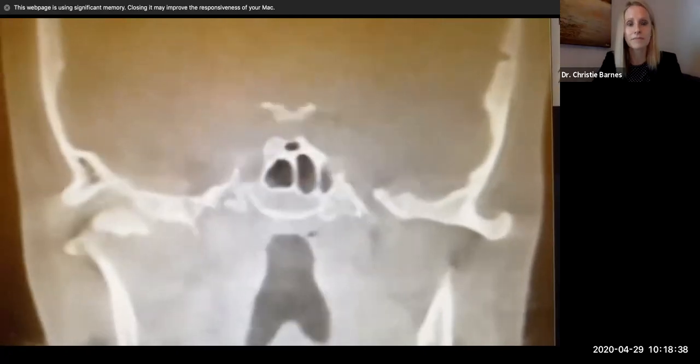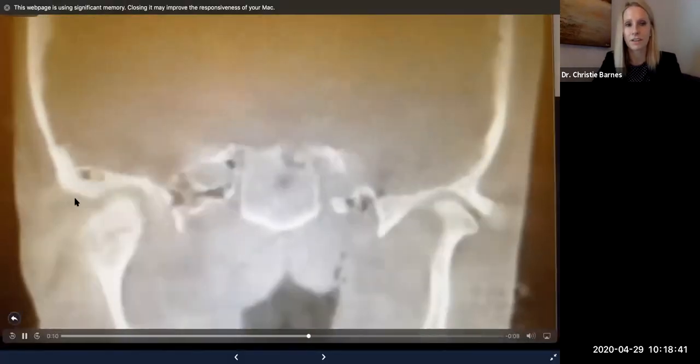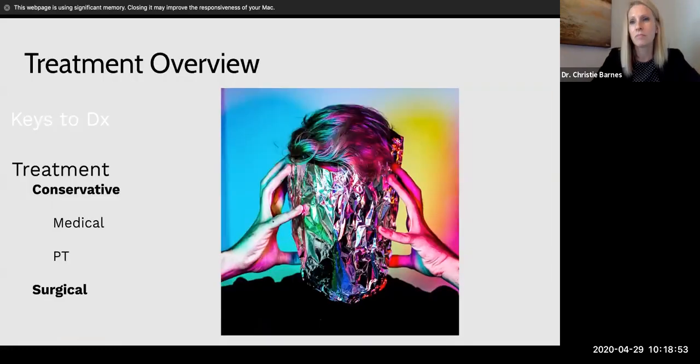But look at this joint here. So she has pretty severe TMJ arthralgia. She's got a nice earring over here. But again, that is pretty destructive, and may even require some more aggressive management. So again, the key to the diagnosis here is, one, a good physical exam.